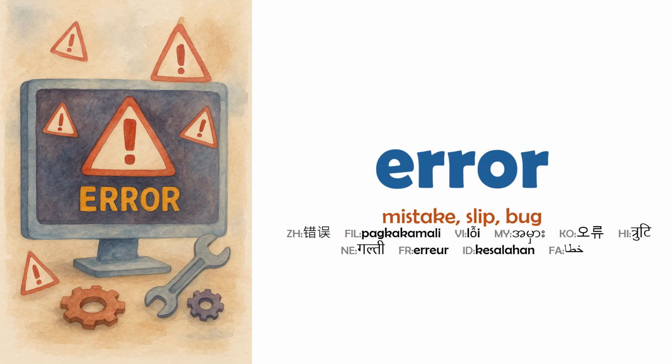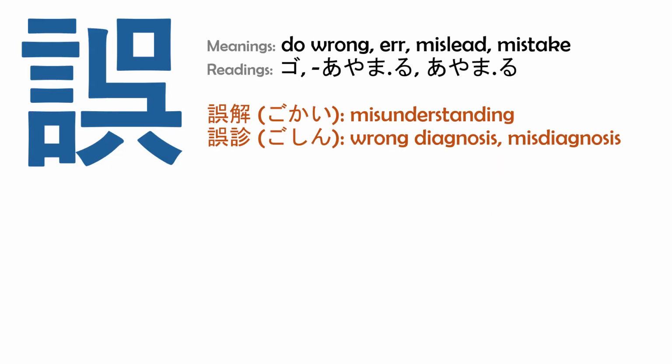The word ayamari means a mistake or an error in something. It's used when someone has made an error, a blunder, or when there is something incorrect that needs to be corrected. The first kanji means mistake or error.